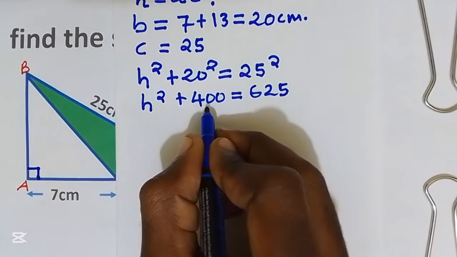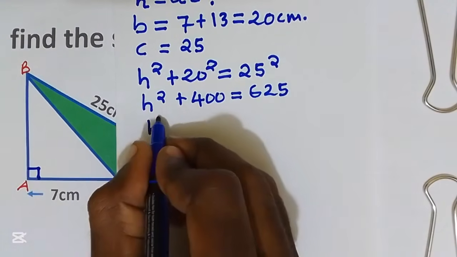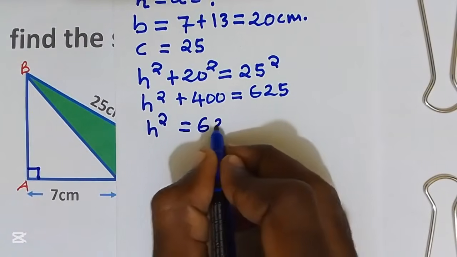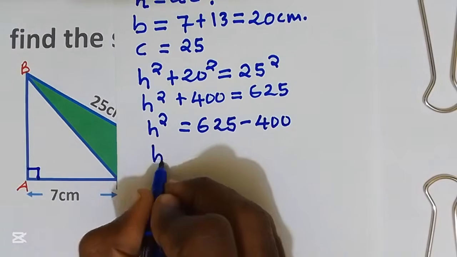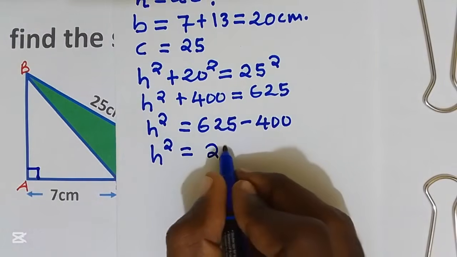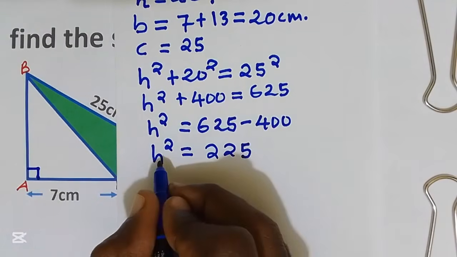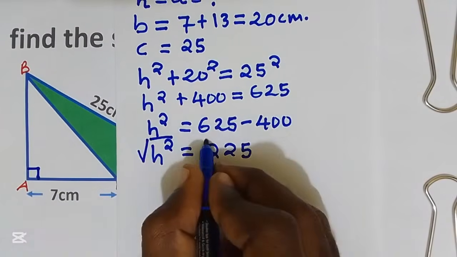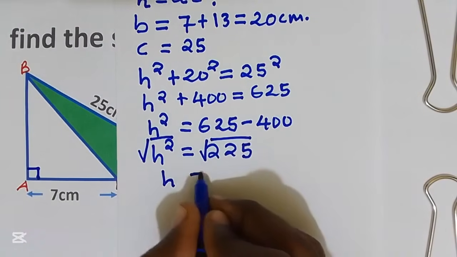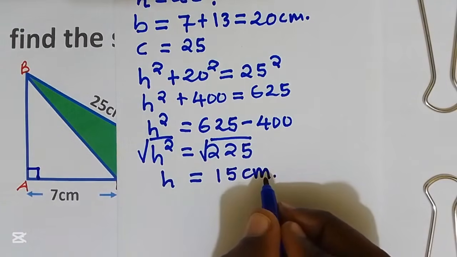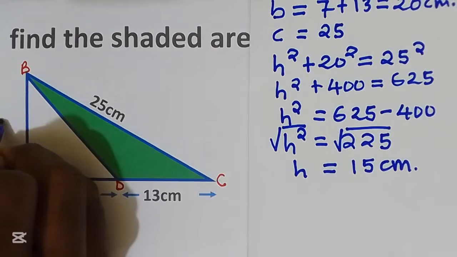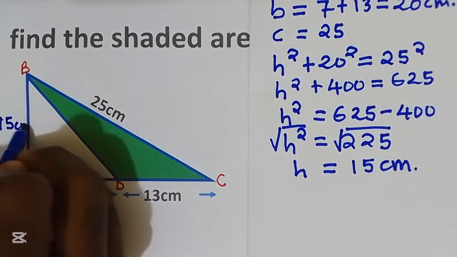Let us bring 400 to the right hand side. We have h square equal to 625. Take away 400. H square is equal to 225. Let's take square root both sides. We get h is equal to 15 centimeter. So the height is 15 centimeter.